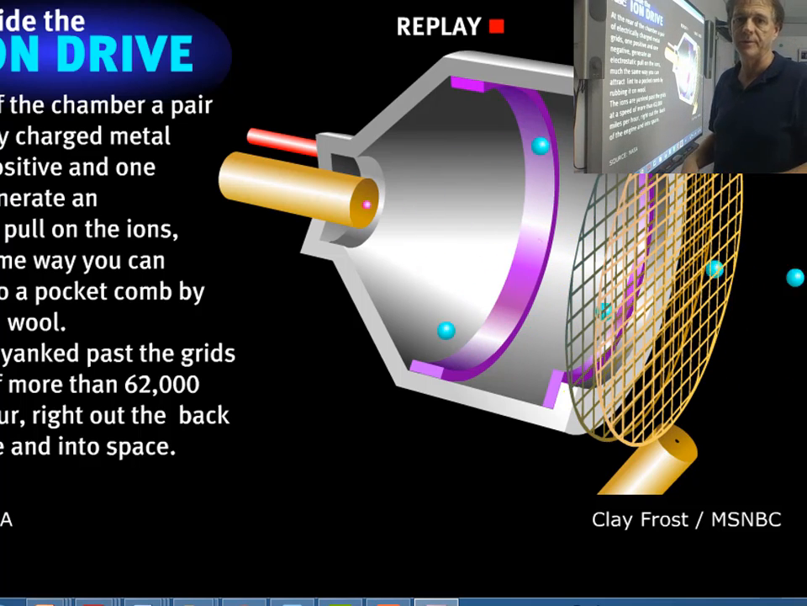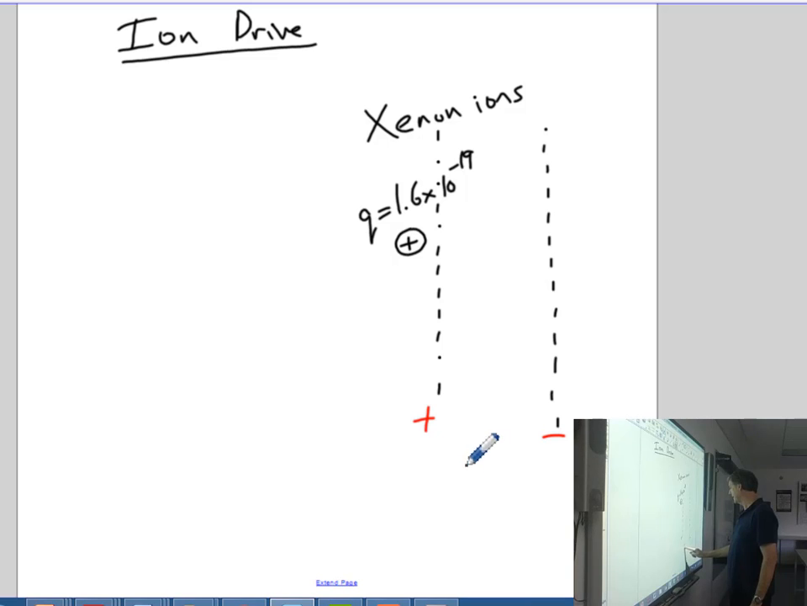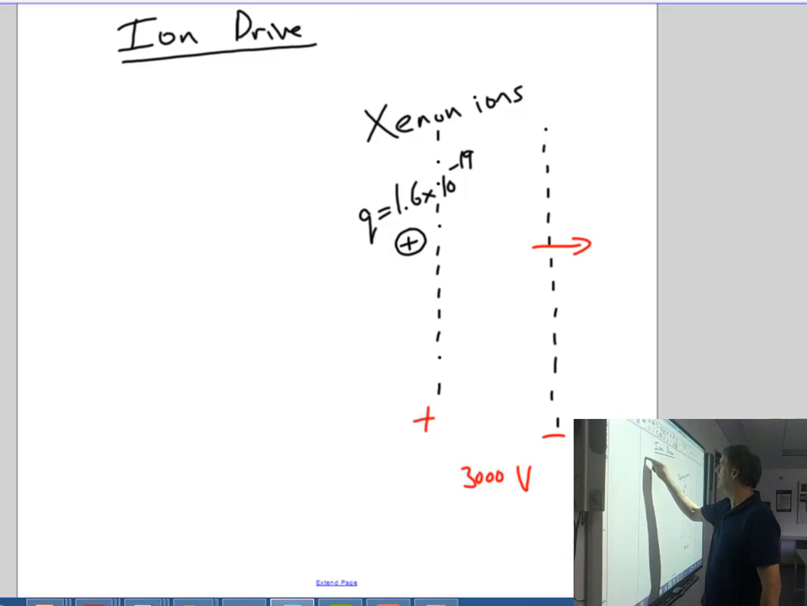All right, so let's look at an example of that. If you're told that the xenon ions have got a charge of +1, that would be the same as that of a proton, 1.6 by 10 to the minus 19. We've got a positive plate here, and a negative plate. Let's say we're going to put, say, 3000 volts of potential difference between the two plates. Can you work out the exit speed of the xenon ions as they go through the back?